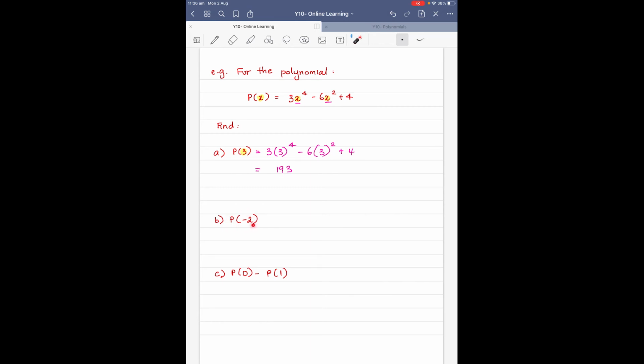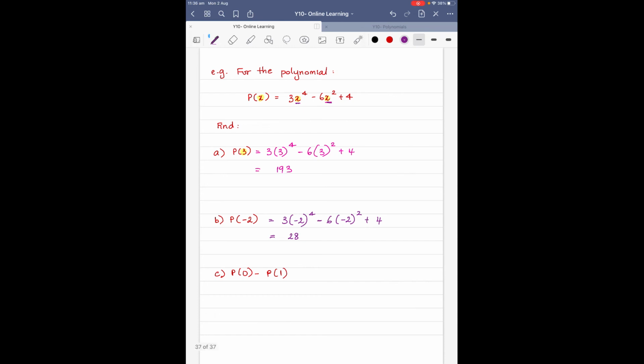So now, let's do a negative number. Let's say your x now is negative 2. So every time you see an x, you're going to change it to negative 2. So we have 3, and when you see an x, you're going to change it to negative 2. Very important to have brackets around this, to the power of 4, minus 6, and whenever you see an x, you're going to change it to negative 2 squared plus 4. Put it all into your calculator and your number is 28.